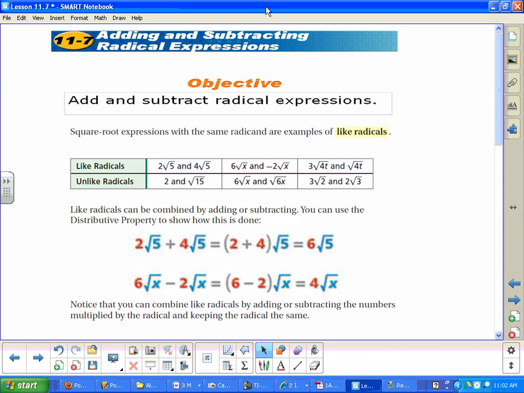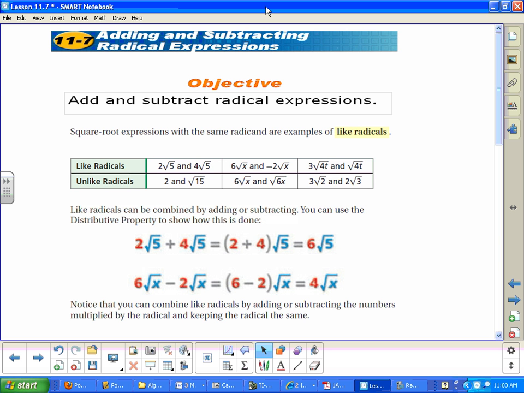So adding and subtracting radical expressions is very similar to just adding and subtracting polynomials. So what is 6x plus 5x? 11x, okay? If you know that 6x plus 5x is 11x, this is not much harder than that, okay? You have to think of the radicals in a way as like a variable.